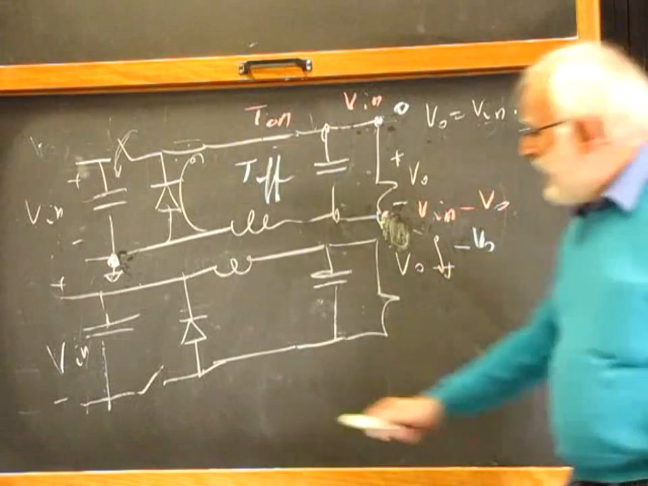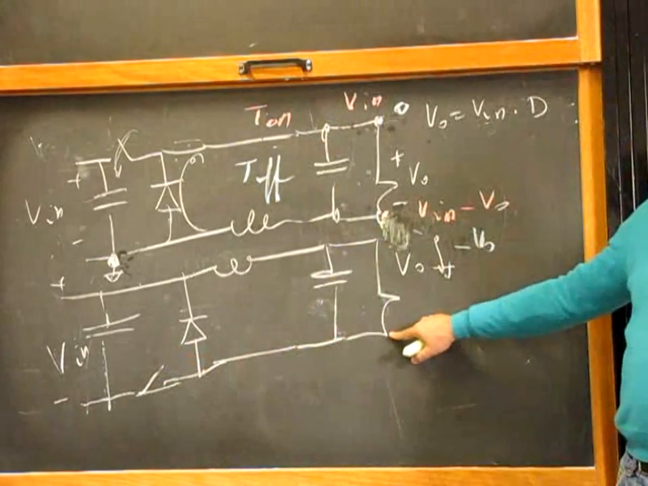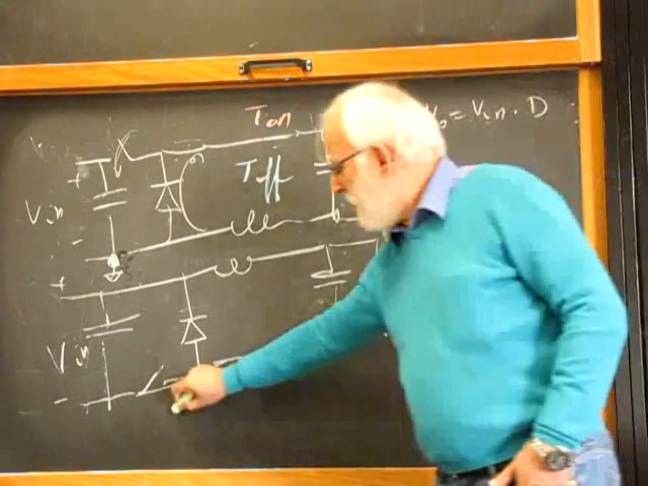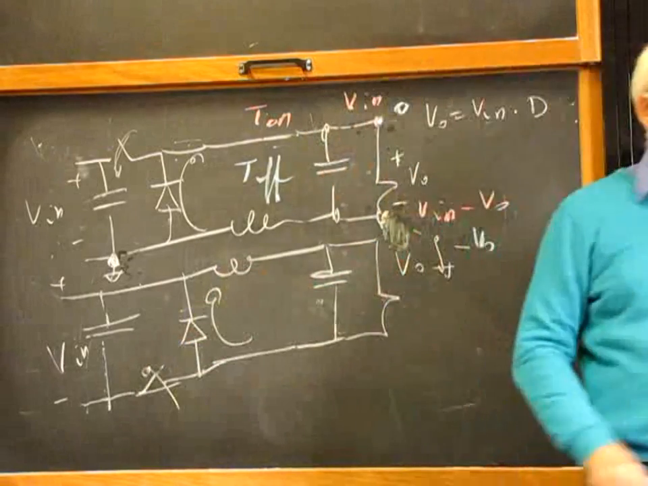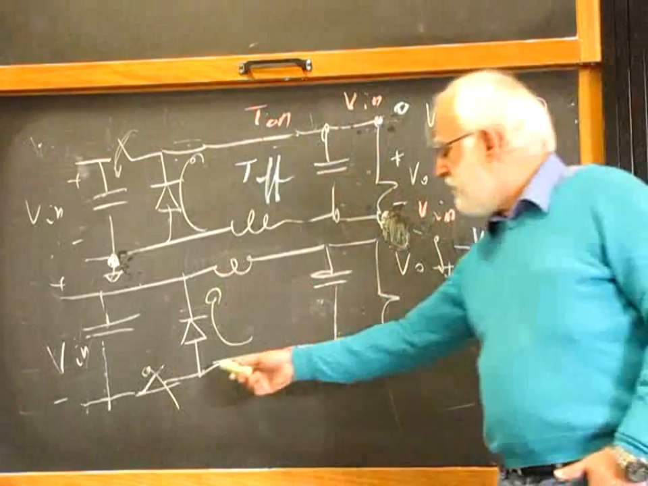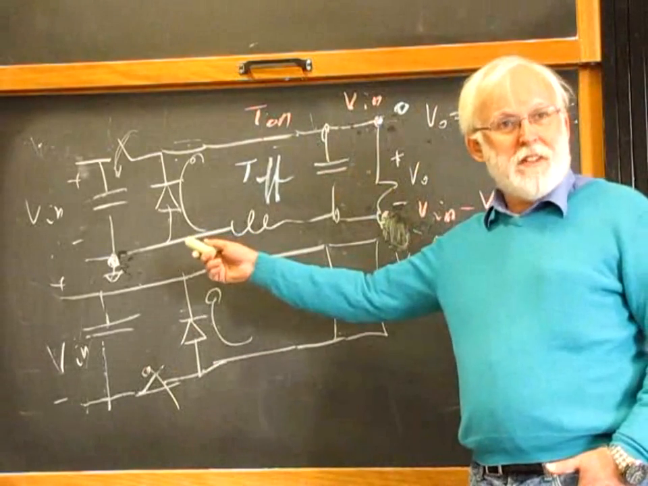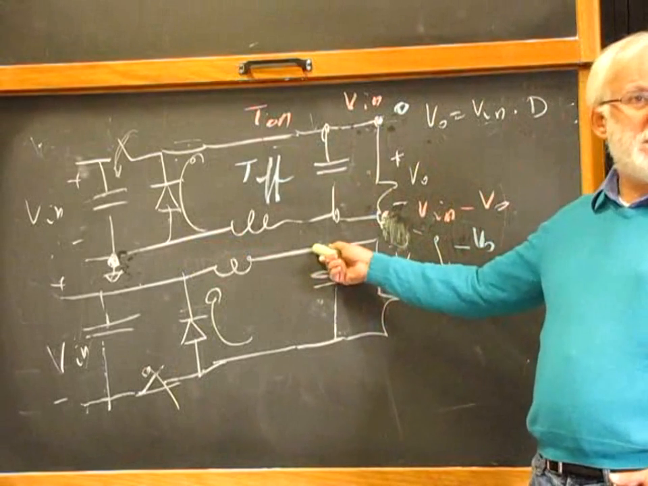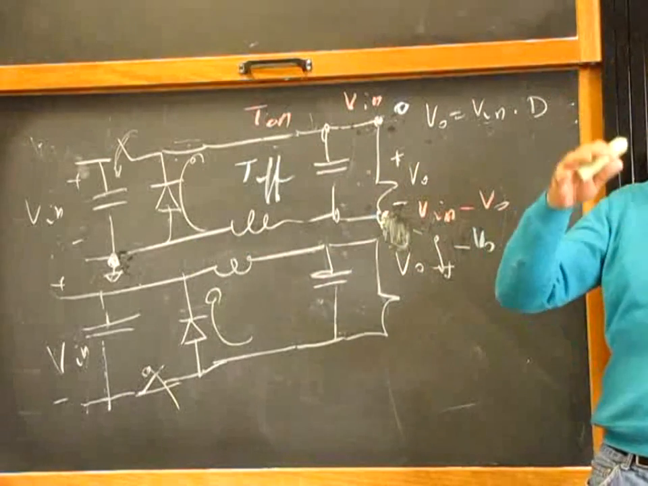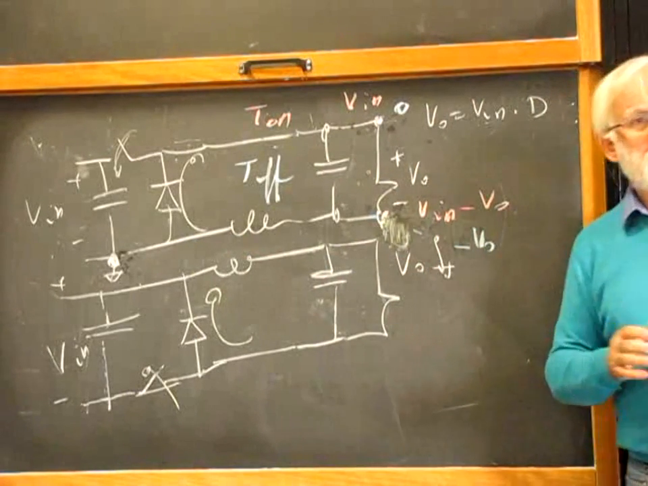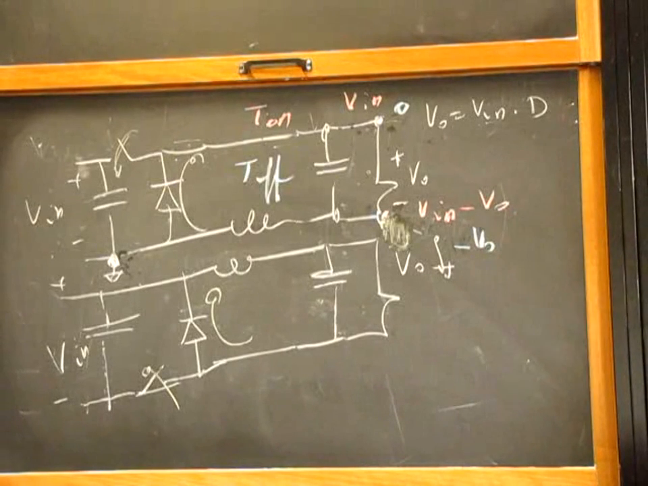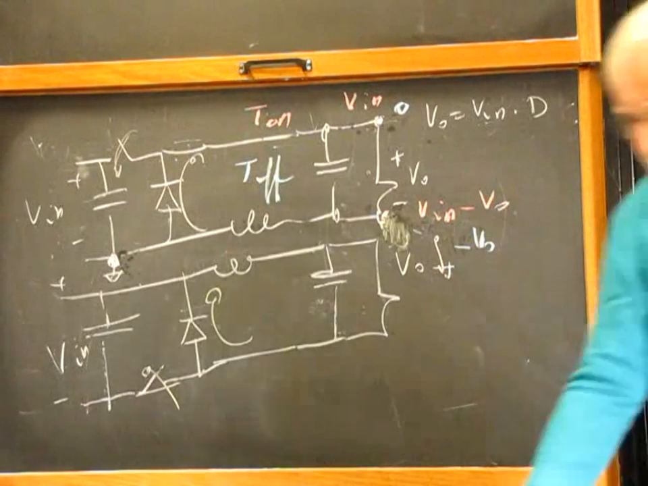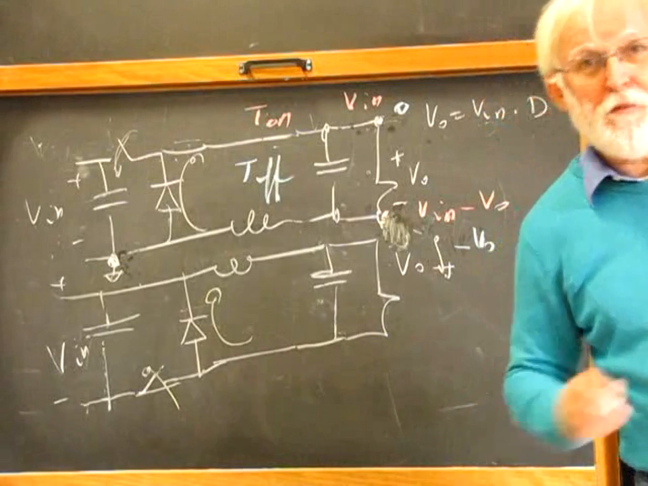Same story. When the switch is closed, this point is at 0 volts, and this point is at V0. When the switch opens, the diode kicks in, starts to conduct, and this node goes to positive V in, and the output, this side, goes to V in plus V0. So we still have our load going up and down in potential. That is not a good thing. It's a really bad idea. Otherwise, your EMI expert will just love you very much.